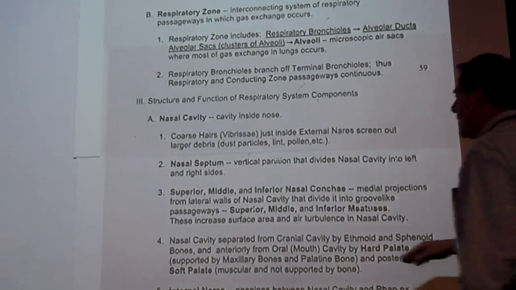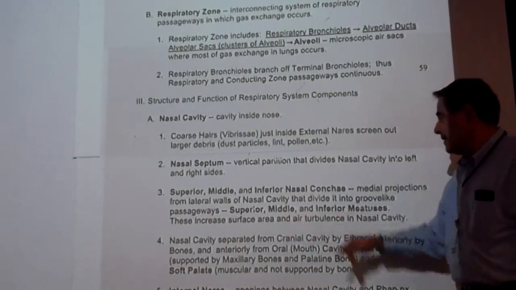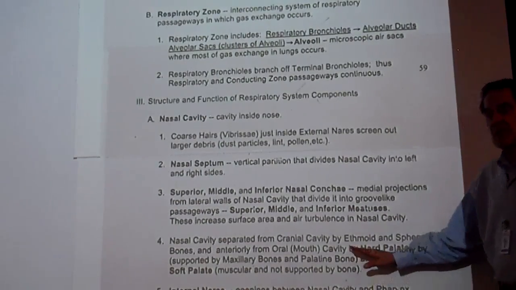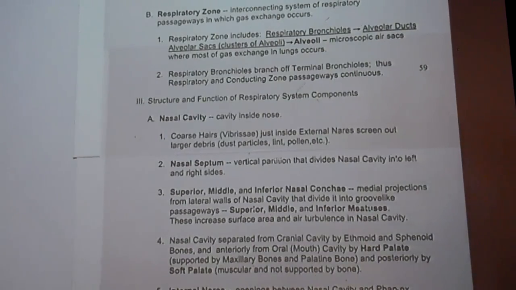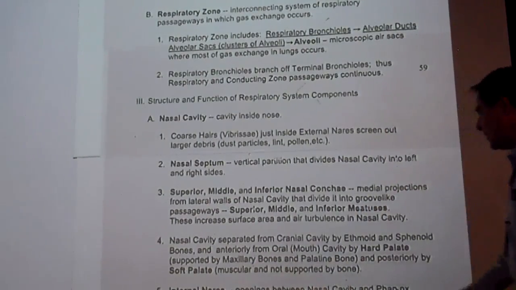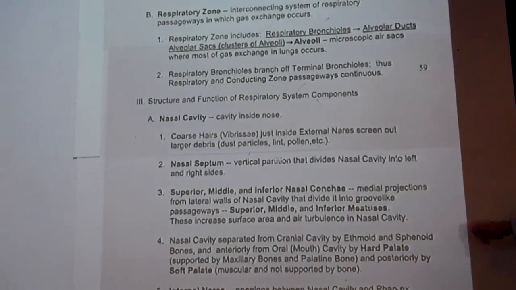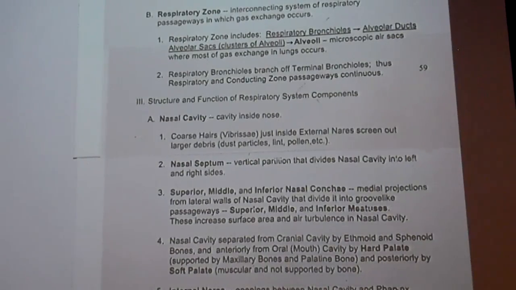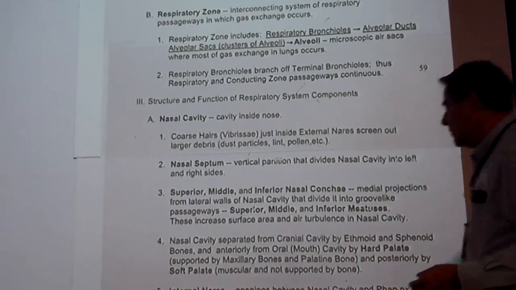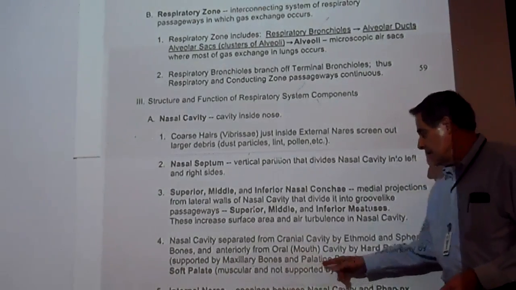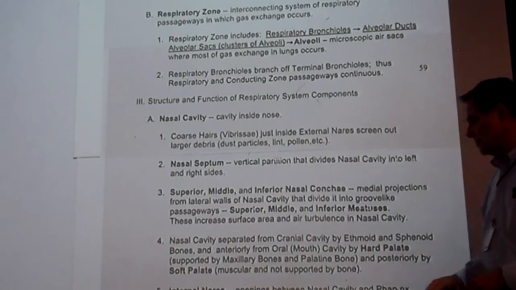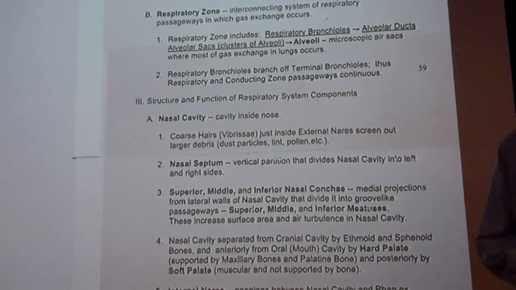And of course, the passageways created by the conchae are the superior, middle, and inferior nasal meatus. And then remember too, the nasal cavity is separated from the cranial cavity by the ethmoid and sphenoid bones, and also anteriorly from the mouth cavity by the hard palate, and posteriorly by the soft palate, which continues. The hard palate, of course, has a bony shelf made up of the maxillary and palatine bones, and continuing with that is the soft tissue, connective tissue, and smooth muscle, which is the soft palate. That's it. Yes?